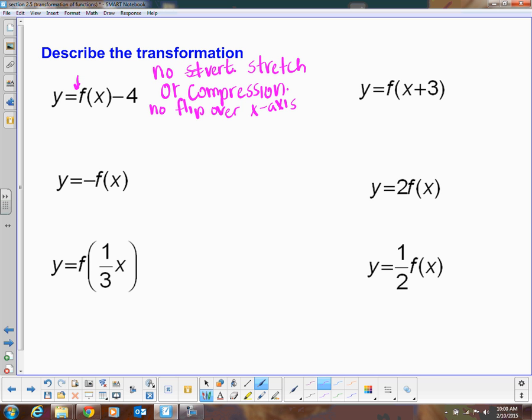Okay, what about that? There's still no stretch or compression because it's 1. But there is a flip over the x-axis. Okay, 1/3 is inside, not outside. What did the 2 do? Vertical stretch by a factor of 2. Is there a flip? No. What did this do? Vertical compression by a factor of, okay, that's what I'm talking about on the A.